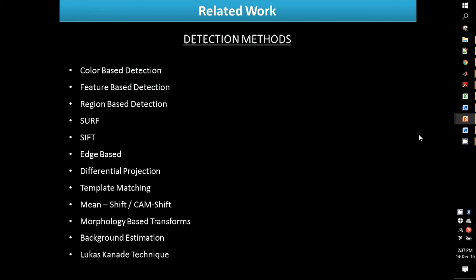These are some of the common detection methods that we have used or seen in this field of work. Color, feature, and region-based detection are among the most common techniques. However, these have been improvised over time with the following techniques listed below and have helped us achieve a much more efficient segmentation process.